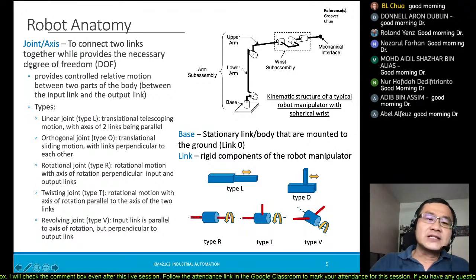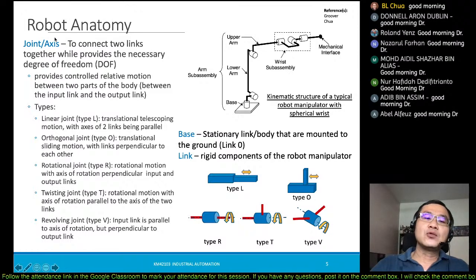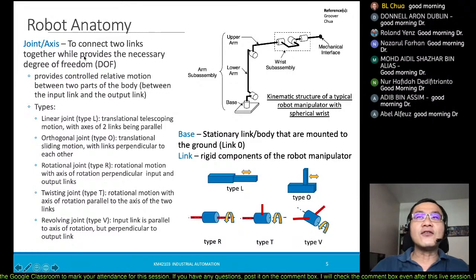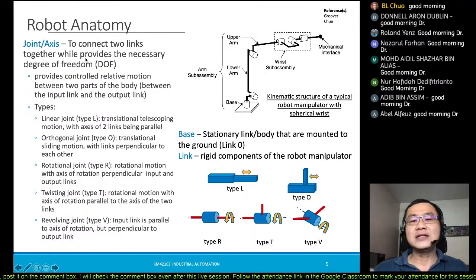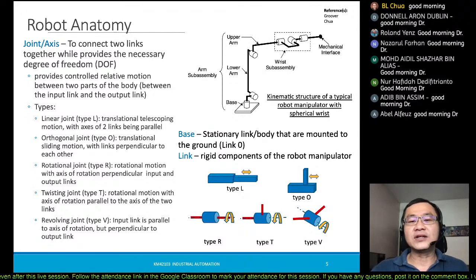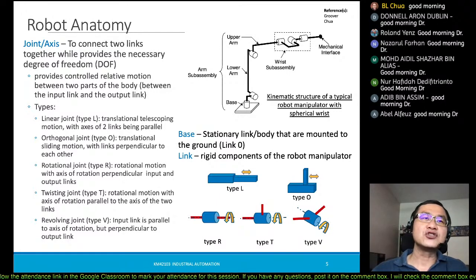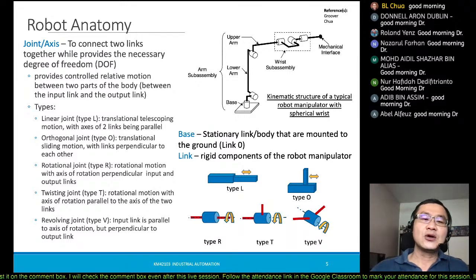So next would be the joint or the axis. This would be the part that controls the degree of freedom within the robots. Each joint will provide 1 degree of freedom. So you just have to count how many joints a robot has, then it will provide that number of degrees of freedom. Each joint, we assume, would give 1 degree of freedom, since we are dealing with a mechanical type of joint. This joint is connecting 2 links together while providing this kind of movement.